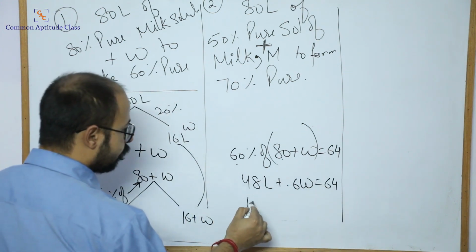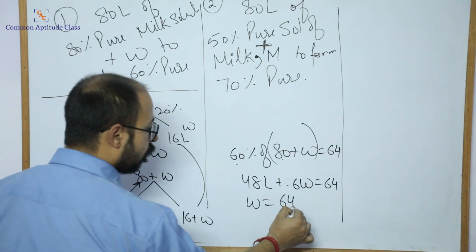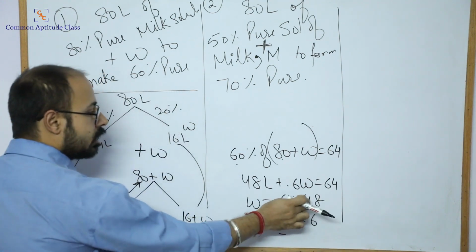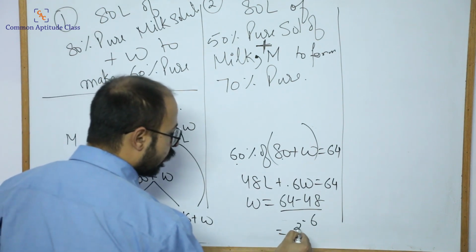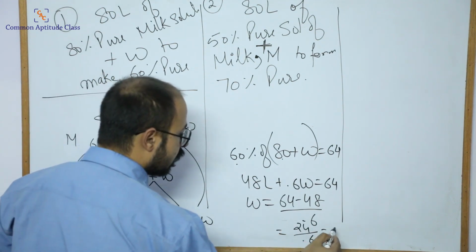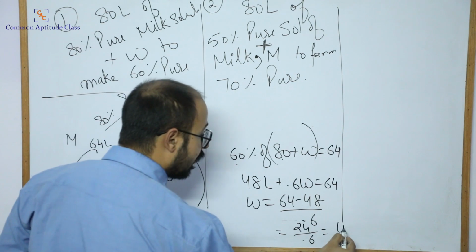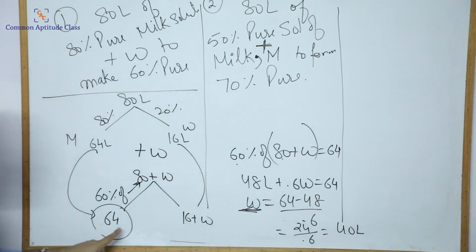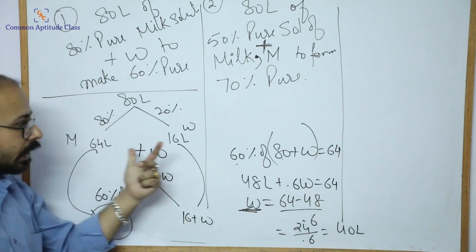So W will be 64 minus 48 upon 0.6. So what is the difference? 24 upon 0.6. So this will be 40 liters. So the water added in this solution is 40 liters, to make the solution 60% pure. I hope you get it.